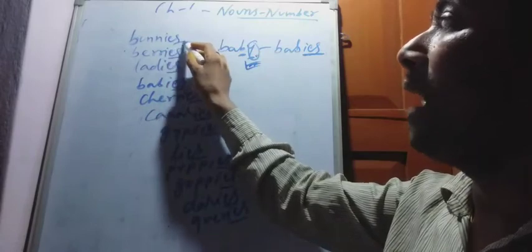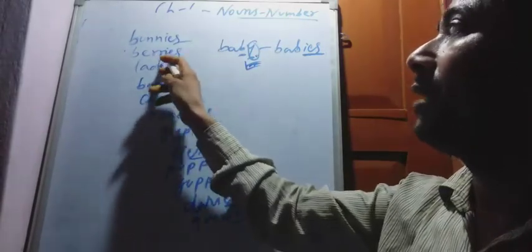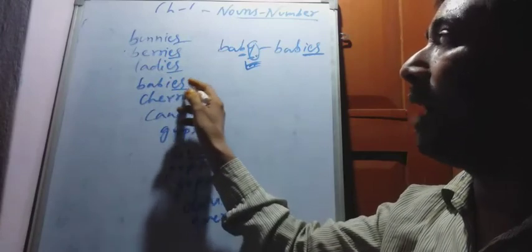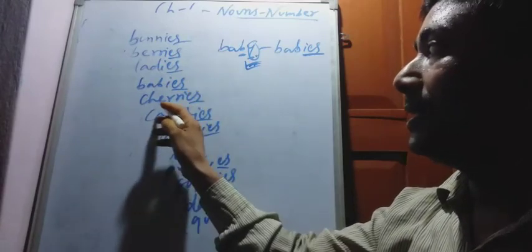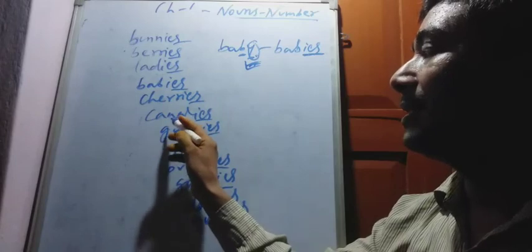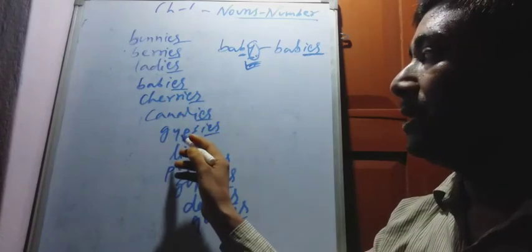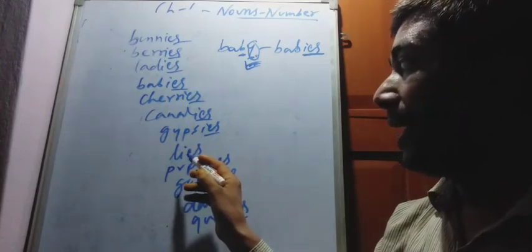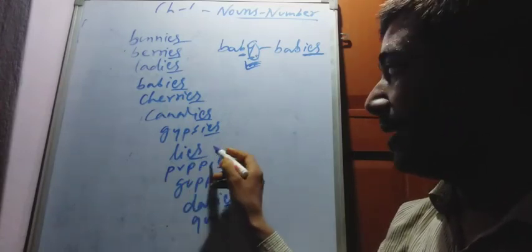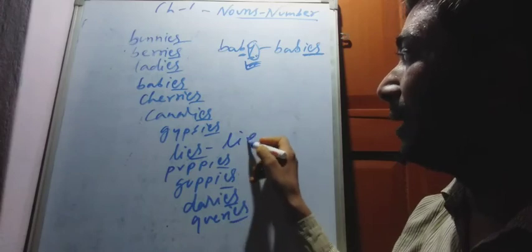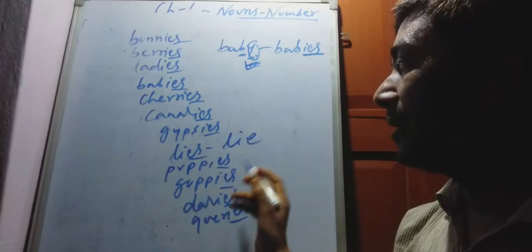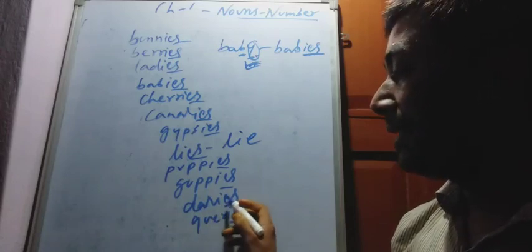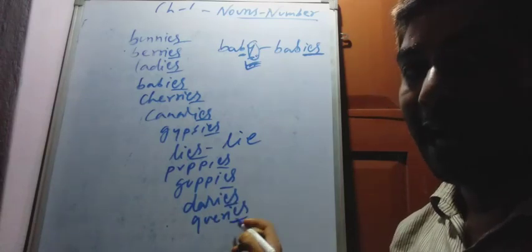Bunny, BUNNY. Berry, BERRY. Lady, LADY. Baby, BABY. Cherry, CHERRY. Canary, CANARY. Gypsy, GYPSY. Lie, LIE. Lie, singular number LIE. Puppy, PUPPY. Guppy, GUPPY. Dairy, DAIRY. Query, QUERY.